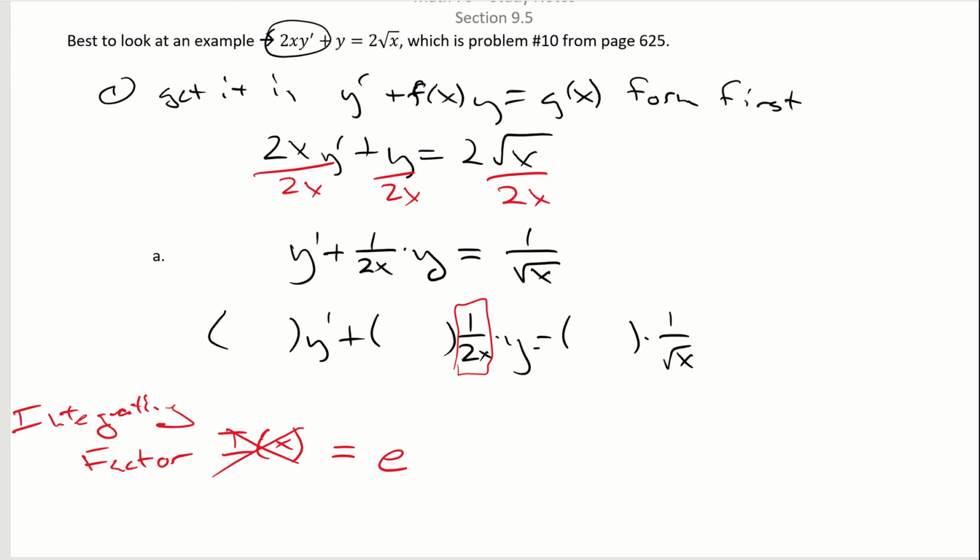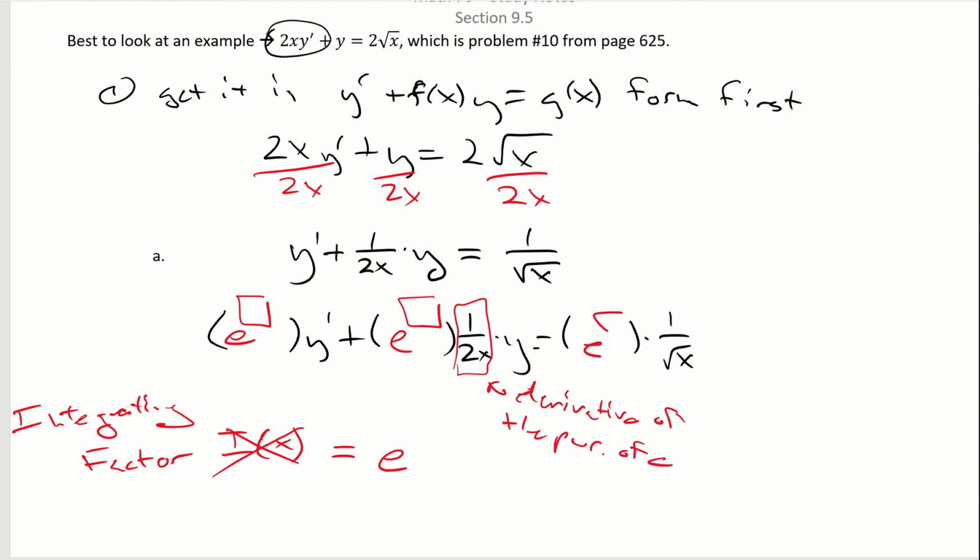Remember, when you derive it, it's going to be e to something. This is the chain rule. I derive it, I leave it alone, and then I derive the power, and this is the derivative of the power of e, and e to the whatever. We have to find it.